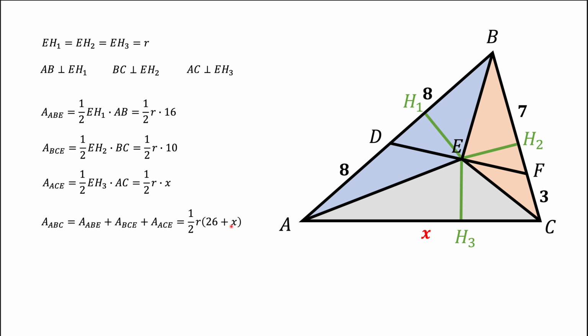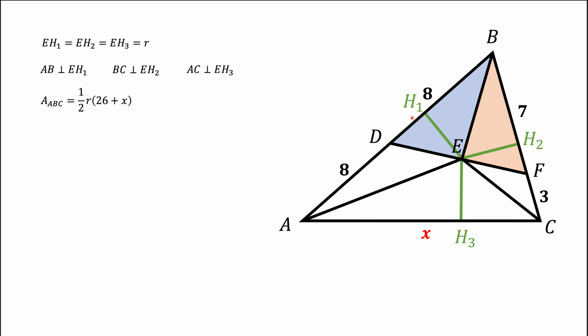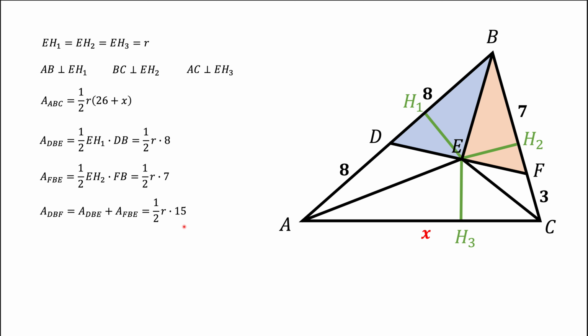So let's move on. The next thing we're going to do is calculate the area of the small triangle DBF. We're going to split this triangle into two triangles, blue and orange, and calculate the area of each triangle separately. The area of the blue triangle is half EH1 times DB, and the area of the orange triangle is half EH2 times BF. We can find both areas, add them up to get the area of DBF, and get a formula like this.